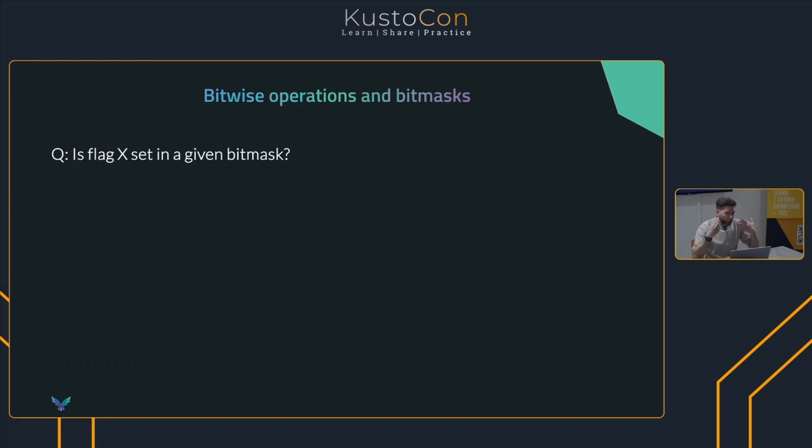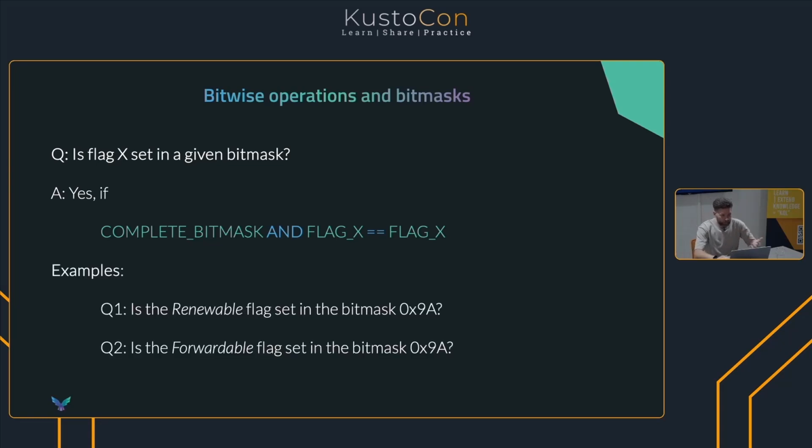And so we can now also calculate whether a flag is set with a certain bit mask. If I get that hex code that we saw earlier and I want to know, is the forwardable bit, for instance, set, I can basically say, here's the complete bit mask, I do a binary AND with what I expect, and it needs to be what I expect. And then I get either a yes or a no back. So in terms of examples, I can ask, hey, is the renewable flag set in bit mask 0x9A? Or is the forwardable one set?